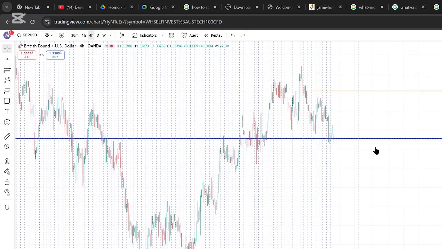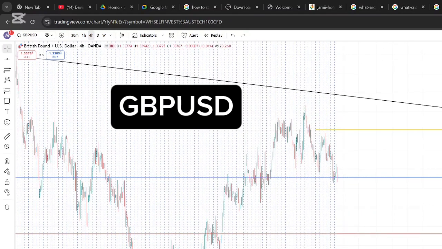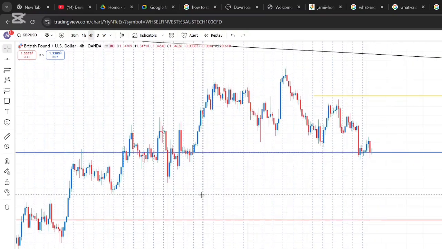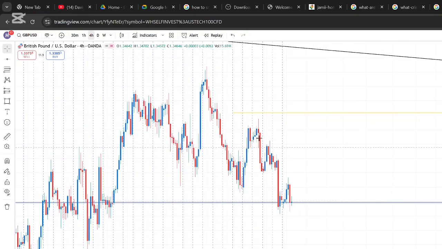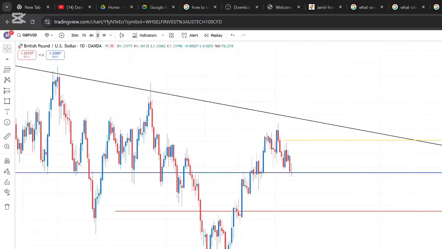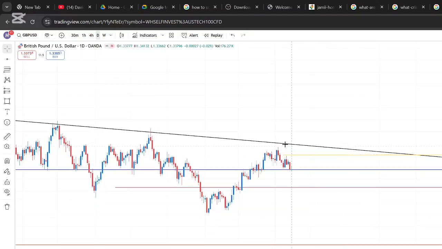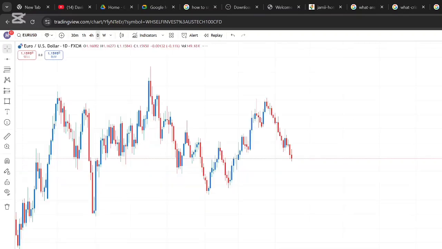Furthermore, we have GBP-USD. GBP-USD is on a bearish trend also, as you can see. I would put my stop loss up there. This thing is beautiful on the daily time frame, so I would put my stop loss up there and wait for a drop to this level over here first. So those are early entries for next week.